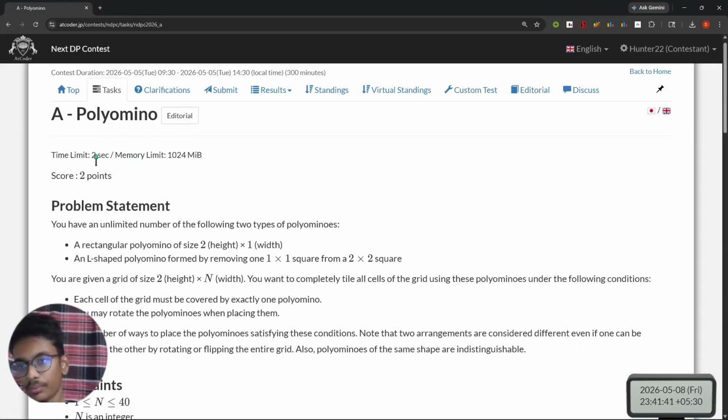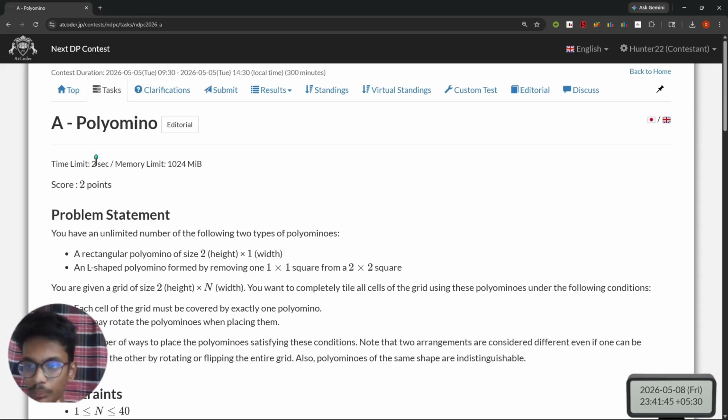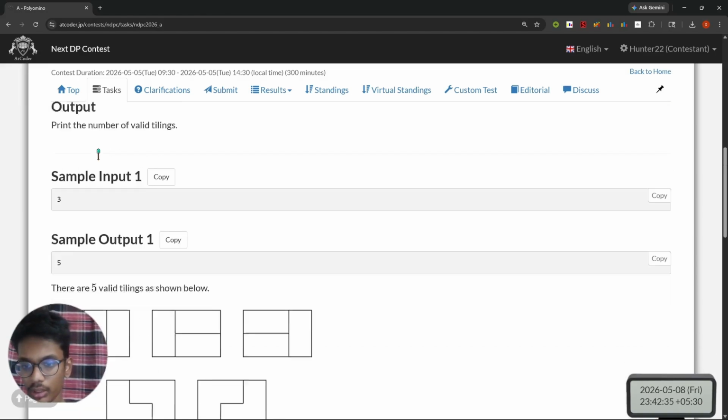Let's have a look at the first question. The first question is titled Polyomino. You have an unlimited number of the following types of polyominoes. A rectangular polyomino of size 2 cross 1. An L-shaped polyomino formed by removing one 1 cross 1 square from a 2 cross 2 square. You are given a grid of size 2 cross N. You want to completely tile all the cells of the grid using these polyominoes under the following conditions. Each cell of the grid must be covered by exactly one polyomino, so you should basically fill it. And you are allowed to rotate the polyominoes while placing them. Find the number of ways.